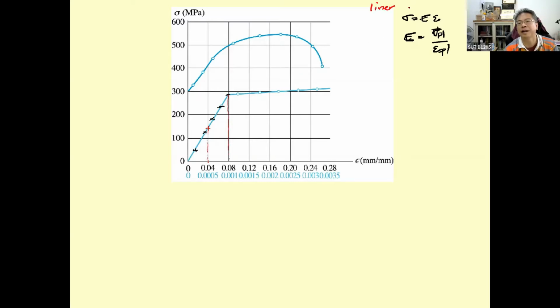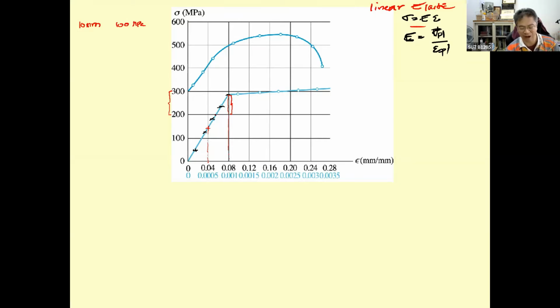Always look at the linear elastic region, because it is the assumption for Hooke's law. Based on this, they use 0.008, and then you have to do the proportion. For example, over here you measure 10 millimeter, and that is going to be 100 megapascal.